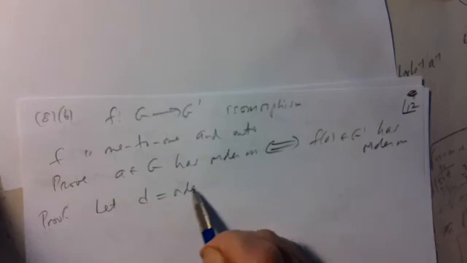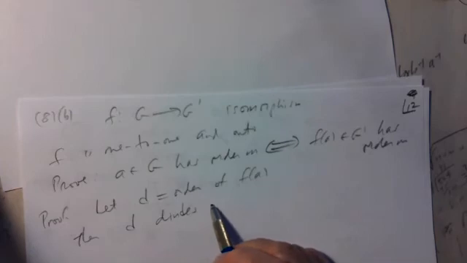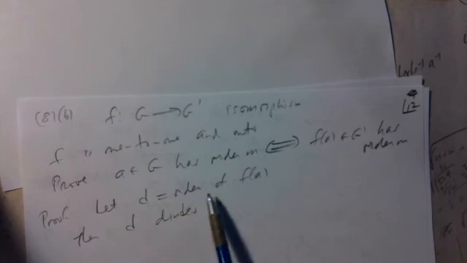So we can give a proof in different ways. For example, we can say let D be the order of f of A. So by the first part of this problem, then D divides m, because we proved in the first part of the problem that the order of f of A divides the order of A.